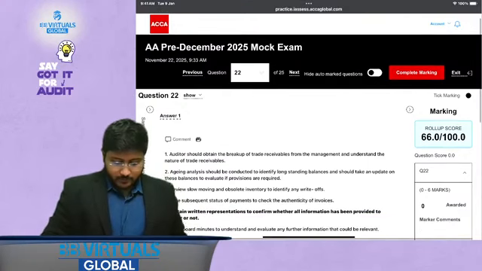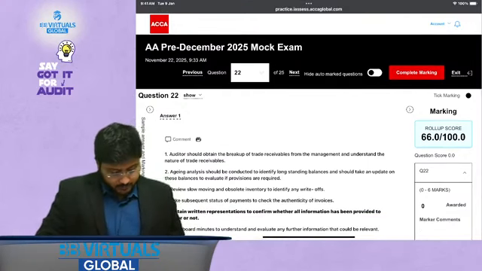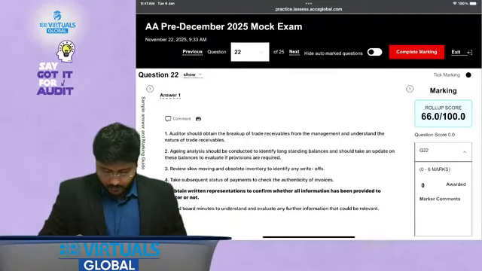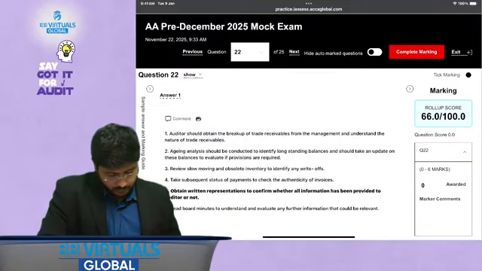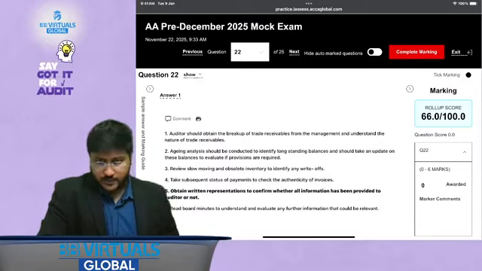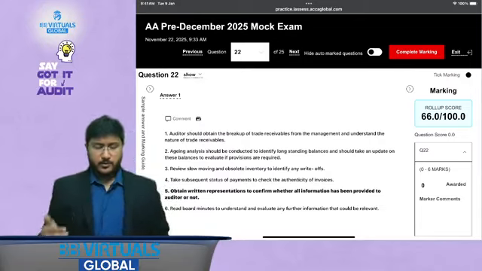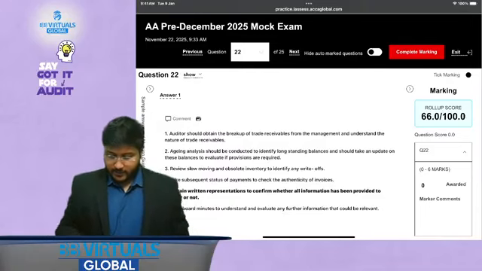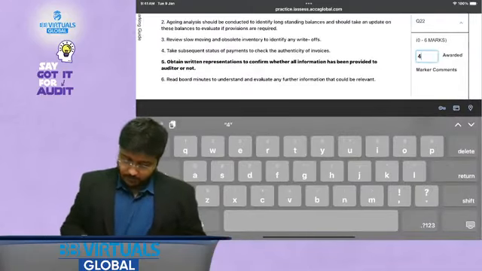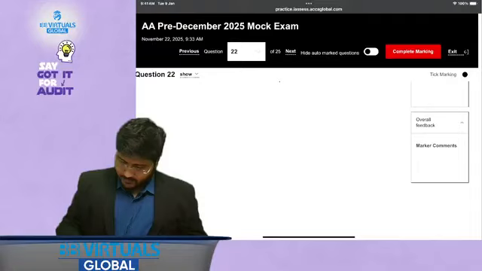Auditor should obtain the breakup of trade receivables from the management and understand the nature of trade receivables. Aging analysis, breakup, slow moving, subsequent status, written representation. Board minutes is mentioned first, and then everything else is mentioned. So again 4 marks, 2 marks are cut for no reason.